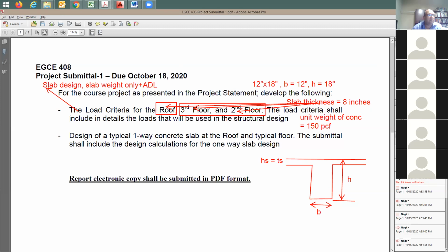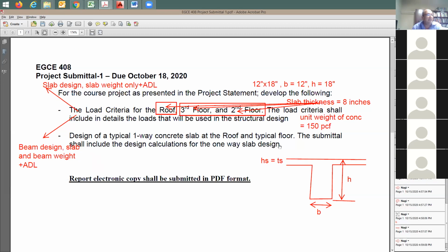But when it comes to the beam design, you can say in beam design, I'm going to say slab and beam weight, so beam weight plus additional dead load. The thing is going to be recorded, and you can go back to it when you want to work on this.